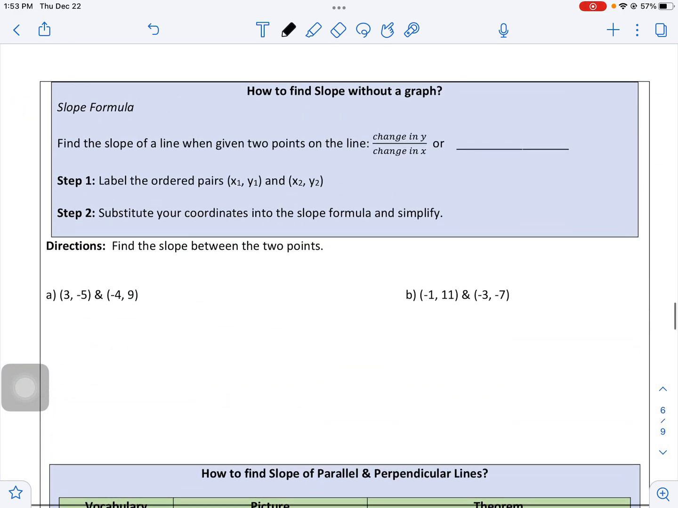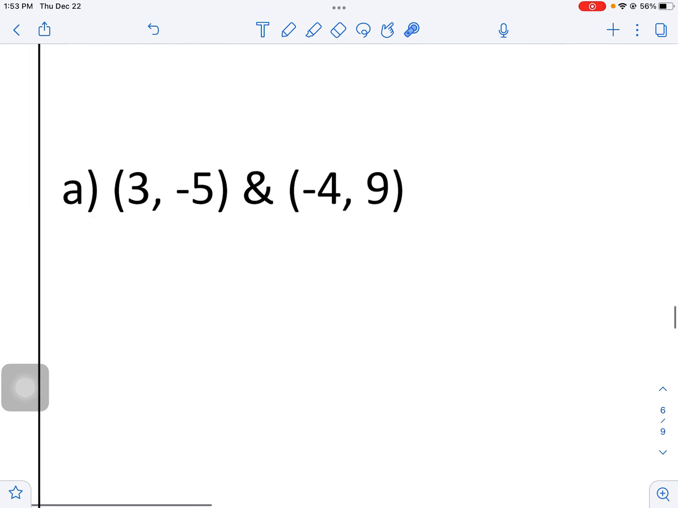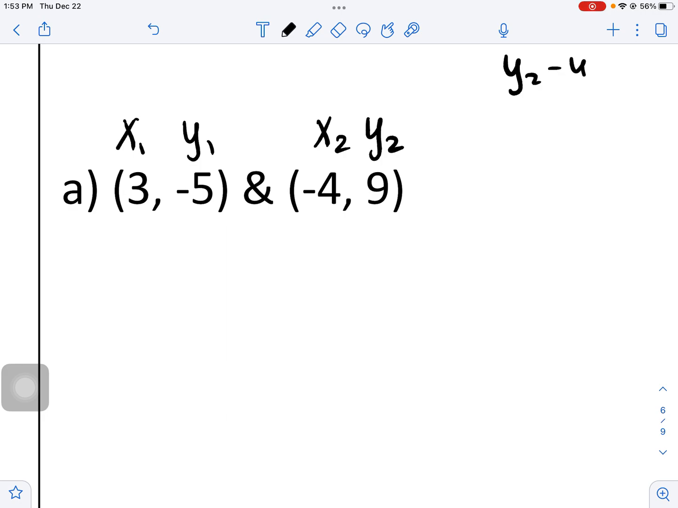All right, slope formula. Find the slope of a line when given 2 points on the line. Change in y over change in x. So basically the formula is y2 minus y1 all over x2 minus x1. We're first going to label the points x1, y1, x2, y2, and then substitute the coordinates into the slope formula and simplify. I'm going to write down the formula just so we can see it. So y2 is this guy.